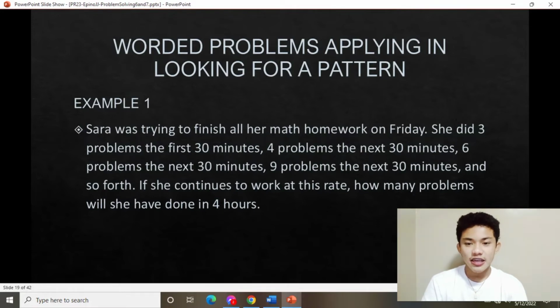Example 1. Sarah was trying to finish all her math homework on Friday. She did 3 problems in the first 30 minutes, 4 problems in the next 30 minutes, 6 problems in the next 30 minutes, 9 problems in the next 30 minutes, and so forth. If she continues to work at this rate, how many problems will she have done in 4 hours?